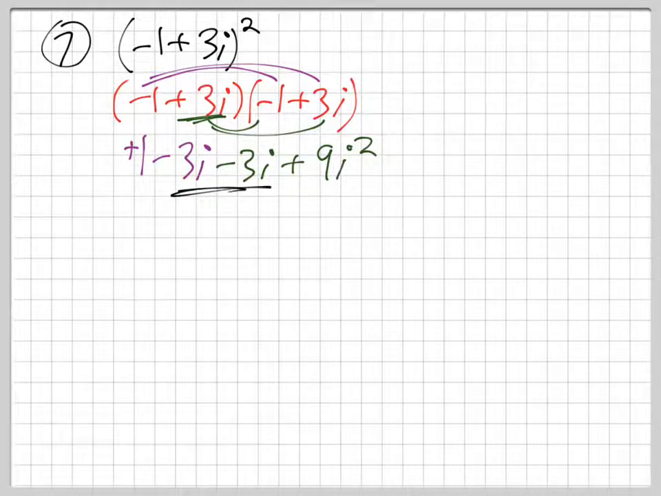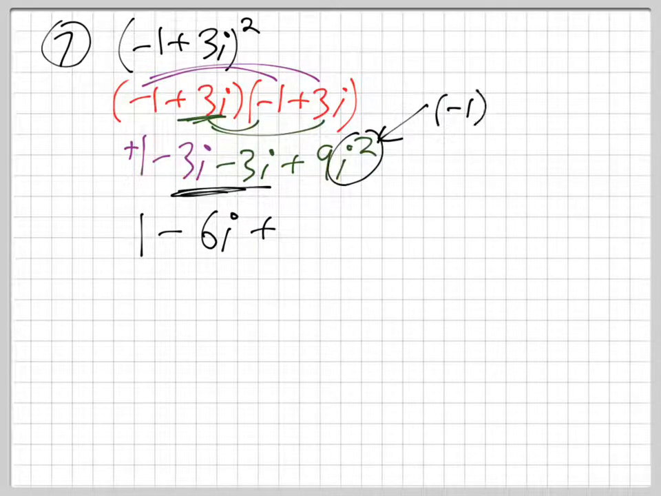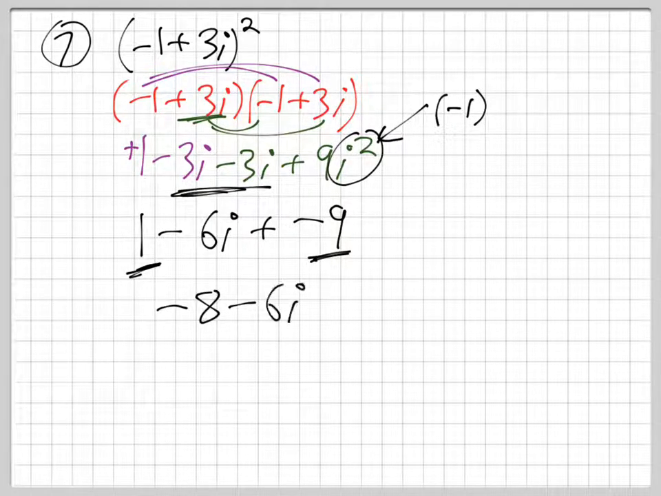And then these two in the middle, those are like terms, minus 6i. And then what are we going to do with that plus 9i squared? Flip the sign, because i squared is -1, so that'll just become a -9, or subtract 9, same thing. So 1 minus 9 is -8, minus 6i.